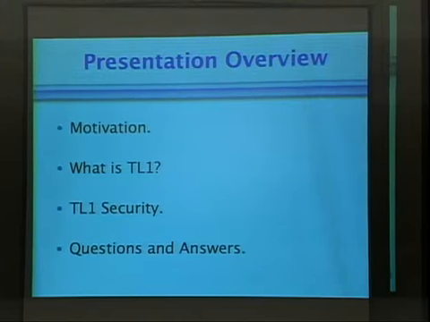In this presentation, I will tell you my motivation for talking about TL1 device security. I'm also going to explain what TL1 is and tools to enhance TL1 device security.